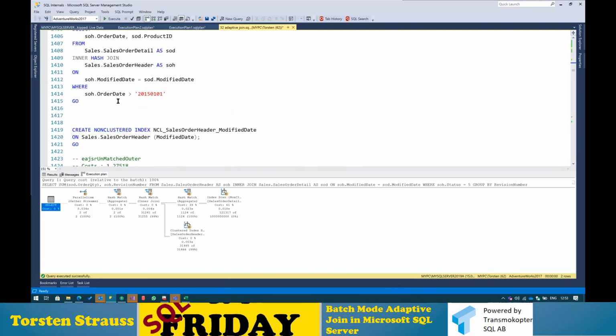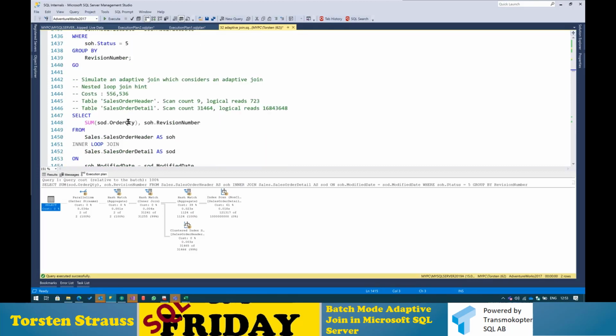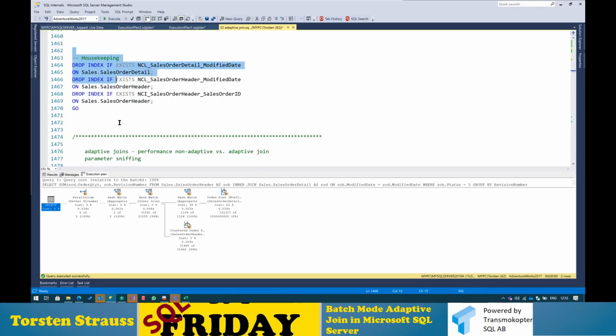Everything I told so far is absolutely right. Once we have two key lookups, one key lookup for every table, SQL Server cannot consider an adaptive join anymore. I don't know what the idea of this example was.